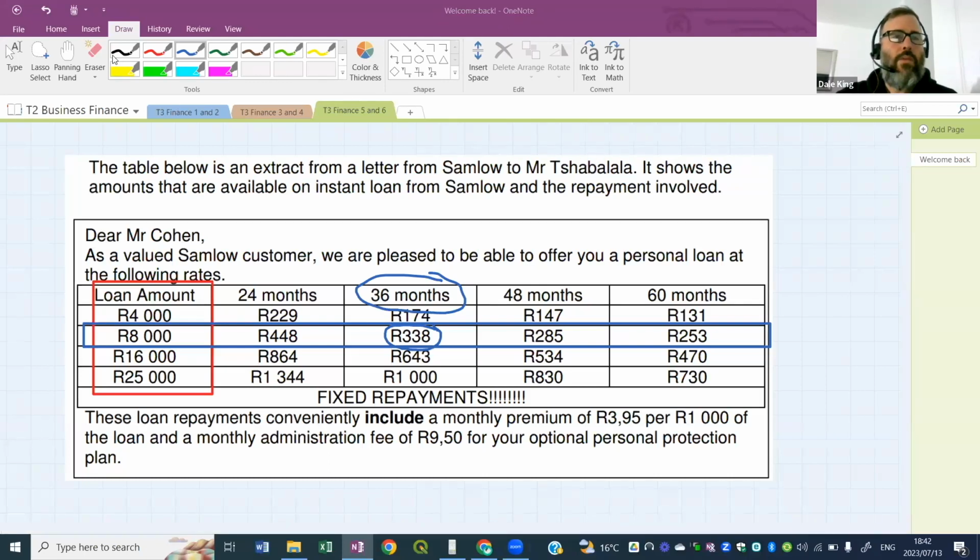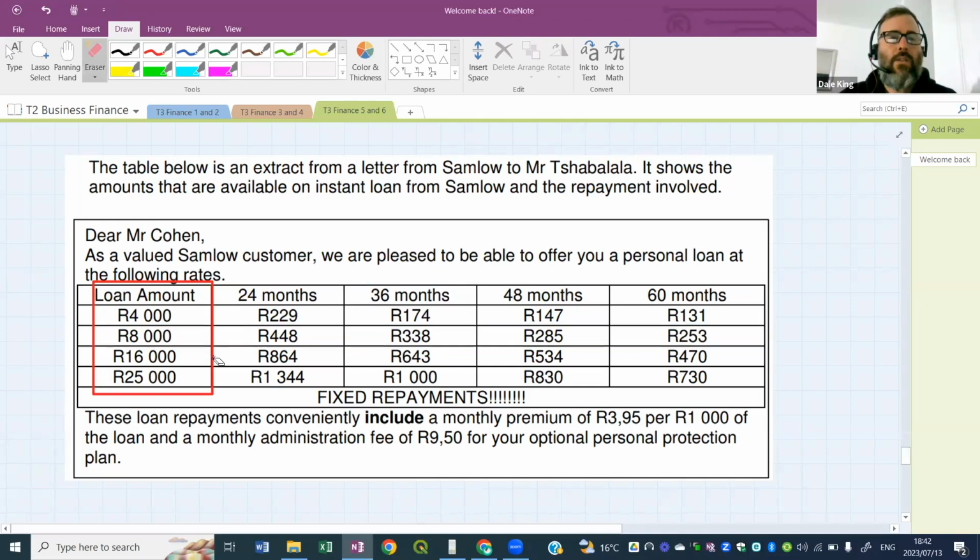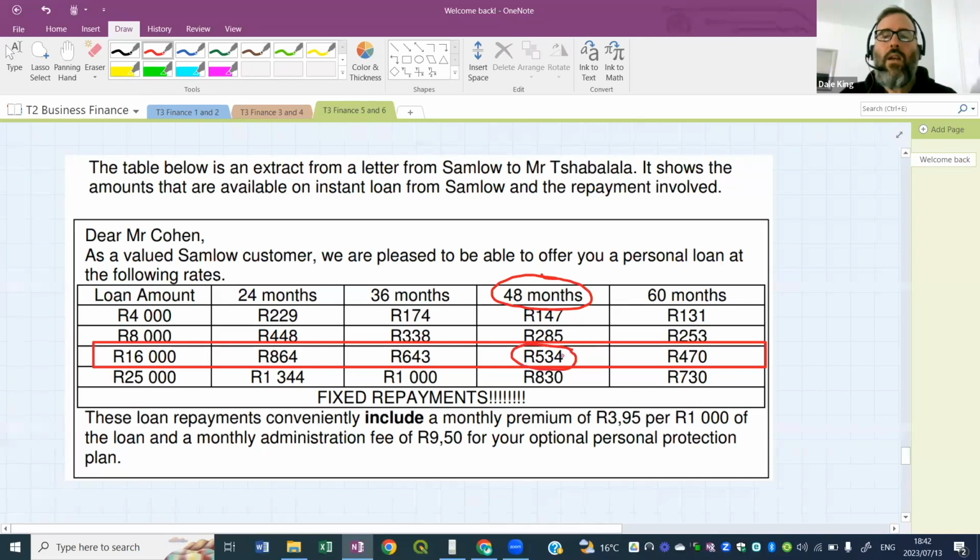Okay, for example, I'm going to rub this out and have a look at it again. Let's say I want to loan 16,000 Rand and I'm happy to pay this over 48 months. Then I will have to pay back this loan for 48 months. I'll pay back 534 Rand per month, and then I've paid back this loan.